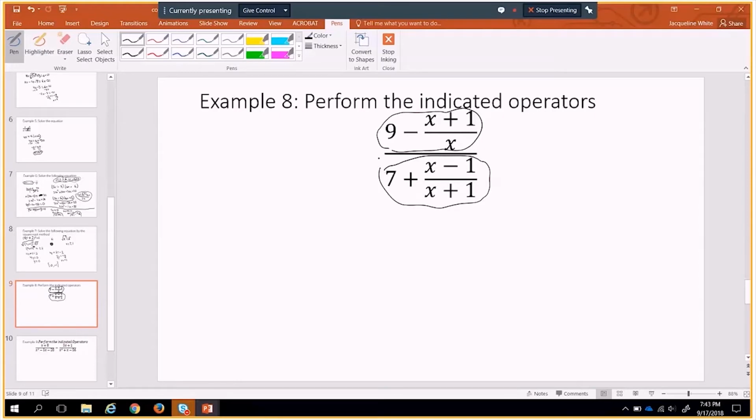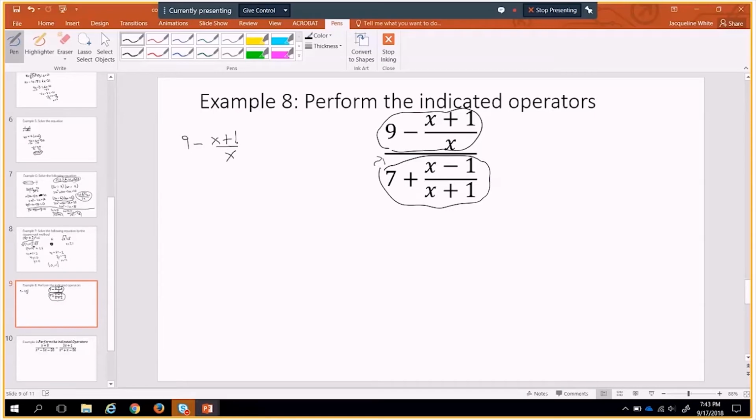Don't forget that it's still dividing though, right here, right? Don't want you guys to just care about the top and the bottom and not remember that there's a dividing sign, right? But if we know that, let's work on that 9 minus x plus 1 over x over here by itself. So we have a 9 minus x plus 1 over x, right?